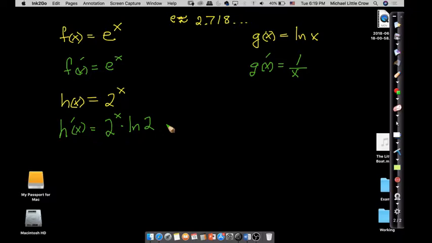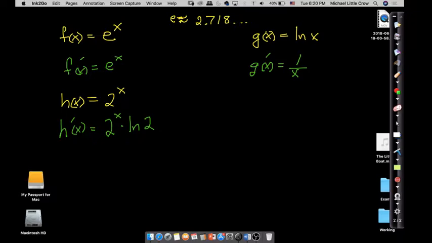Every other exponential needs what I call a corrective factor: it's its own derivative, but then it gets multiplied by the natural log of the base. Okay, just something you need to either remember or put in your notes. And you'll see this in the book.